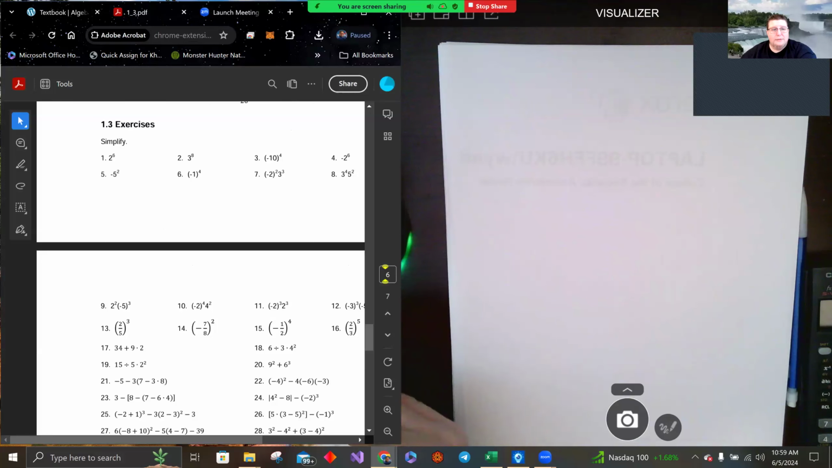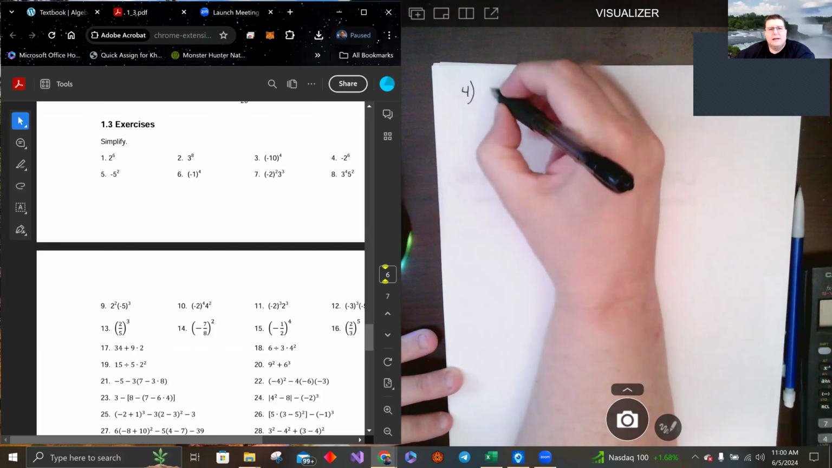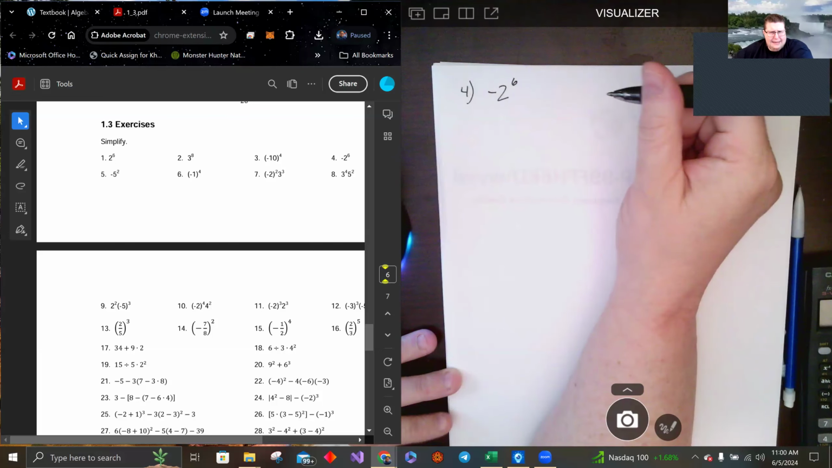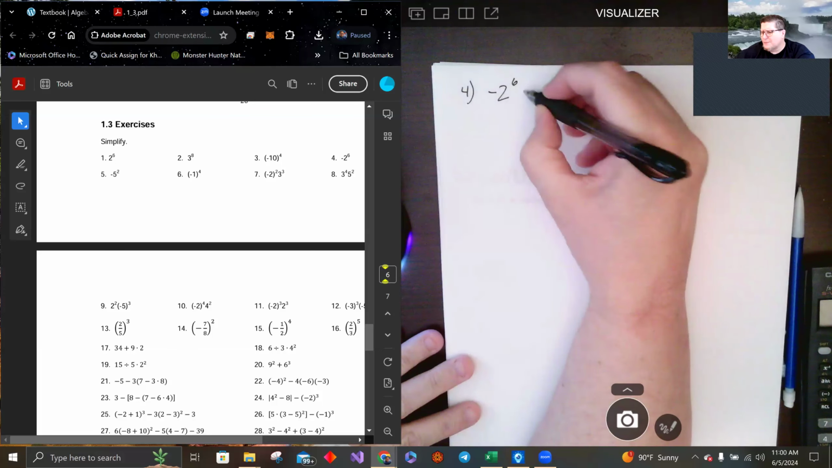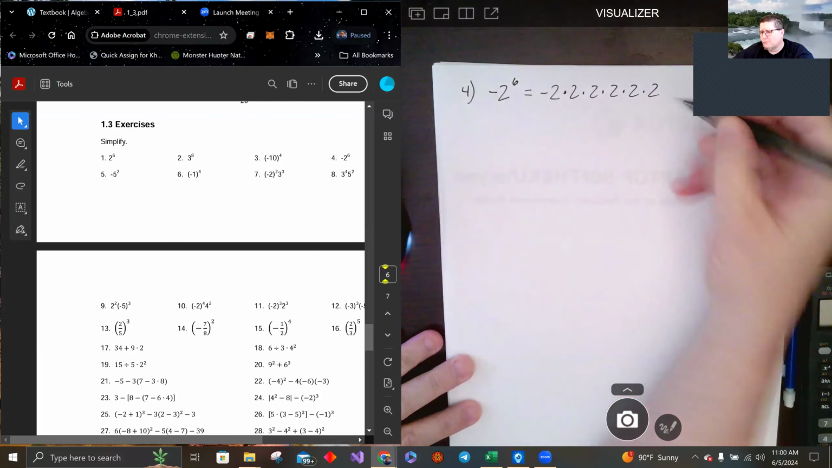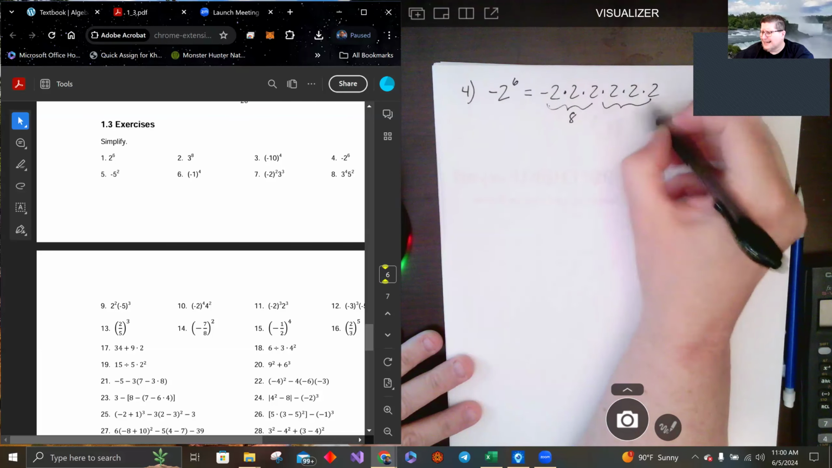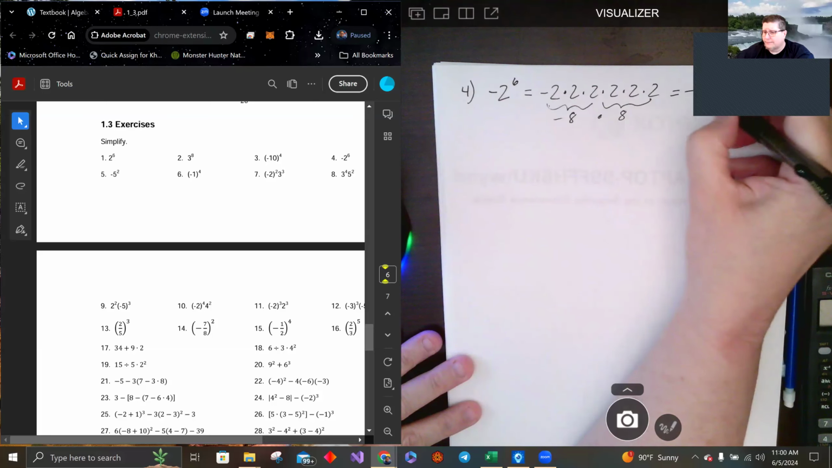Start with something simple. Let's do 4 and 6 for now. -2 to the 6th power. Simplify means remove exponents if you can. This means -2 times 2 times 2 times 2 times 2. This 2 times 2 times 2 is 8. That's 8. So -8 times 8 is -64.